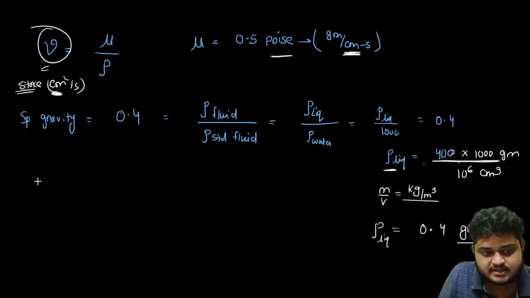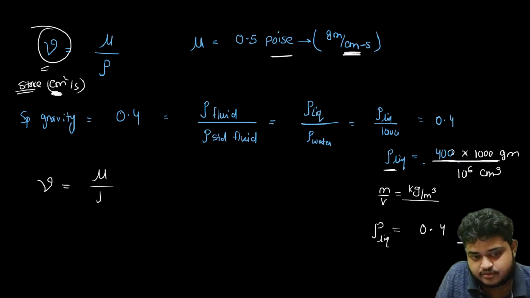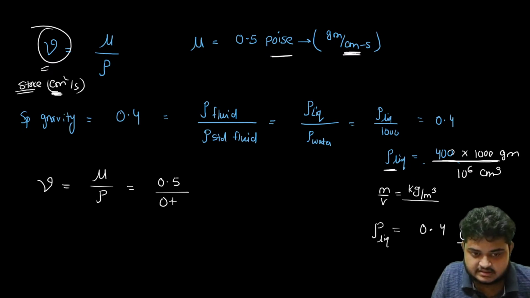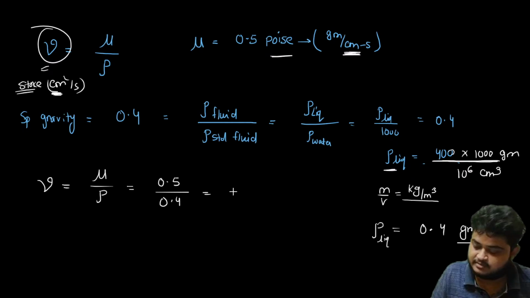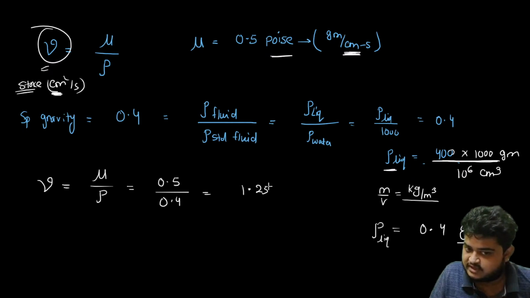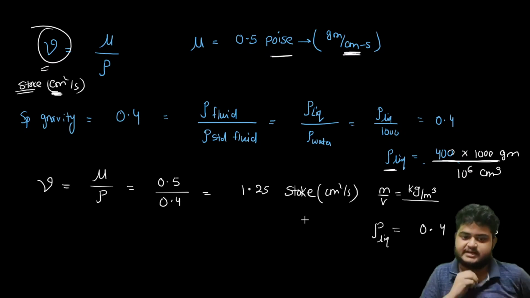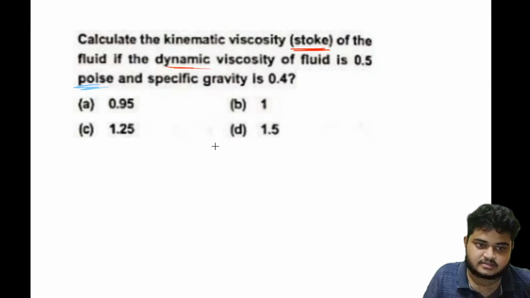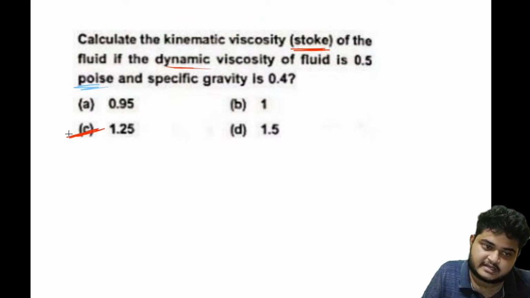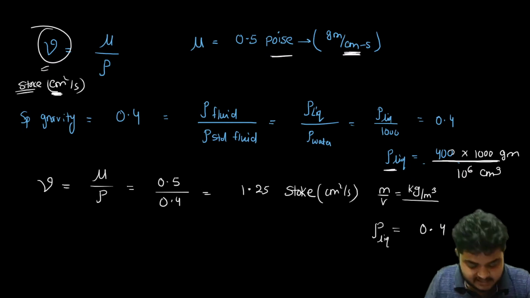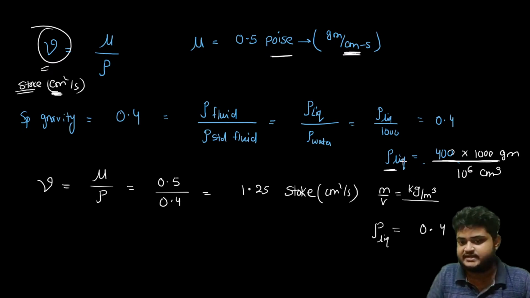We just have to apply this on that formula, which is nu equals mu upon rho. So what is mu? 0.5, and this is our density, and it will be coming out to be 1.25 Stoke, which is centimeter square per second. So this is the answer. Option C will be the right answer for the question. I hope this is clear. It was a very easy question, but the main trick was actually hidden in the unit.